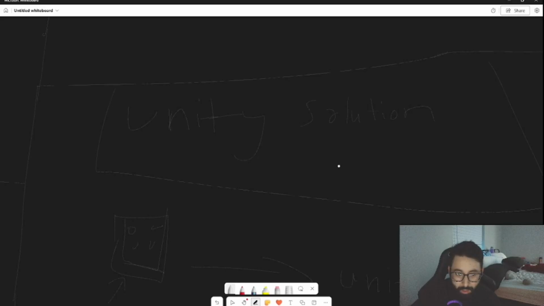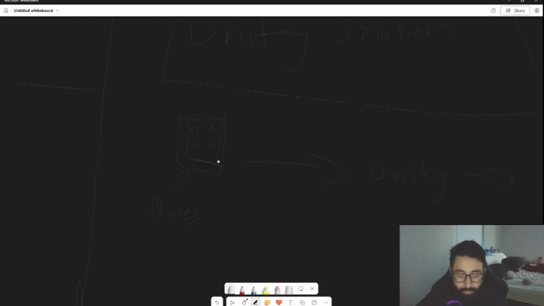So, how does Unity solve this? Basically, the way Unity does it is they have phones all around the world. These phones operate through the Unity app to verify routes, right? That's how Unity can solve it. So basically, Unity changes this by using real phones around the world as verification points.